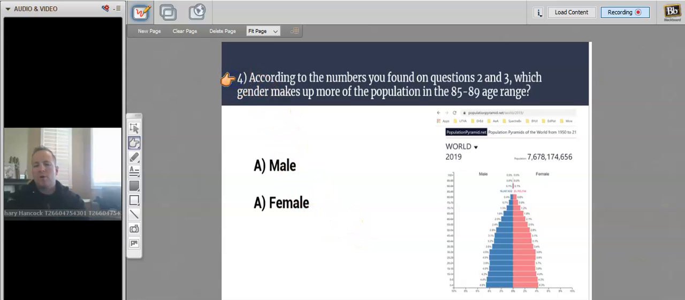All right, number 4, it says, according to the number you find on questions 2 and 3, which gender makes up more of the population from 85 to 89? So you'd have to go to 85 and 89, find it. Is it male or female? Okay? A or B. Pretty easy there.